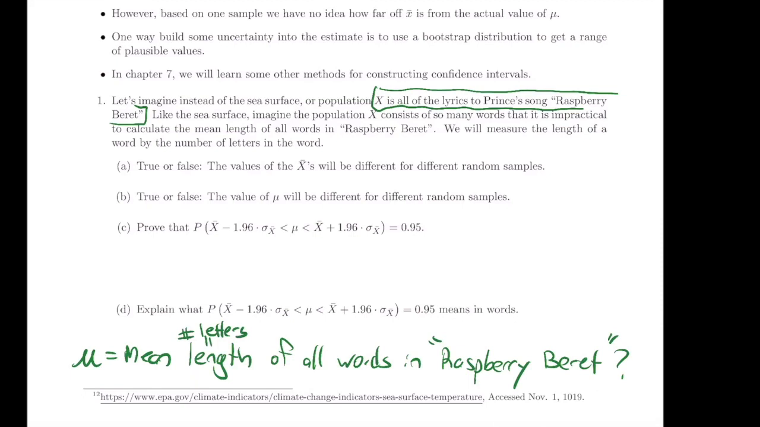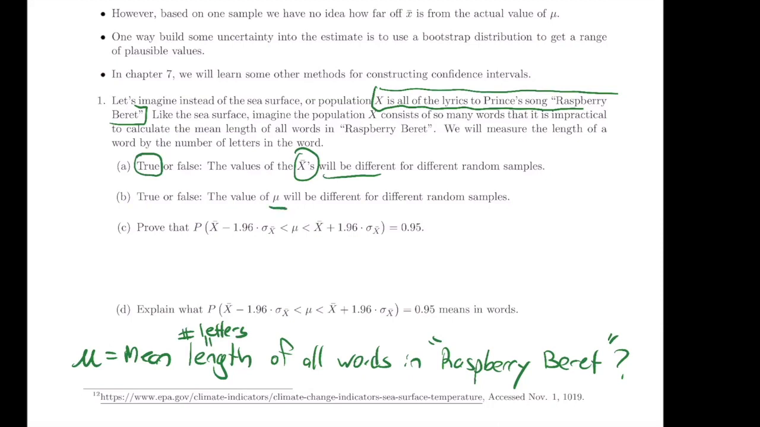And so if we all pick a sample and we calculate the mean of our sample, we're going to get different things, right? Because we're going to pick different words in our sample. So the values of the X bars will be different for each of us, right? This is what happens with polling, right? Different organizations come up with different predictions because they've polled different people. So the X bars are going to vary from sample to sample.